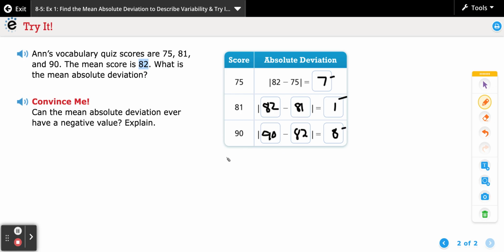And now we're finding the mean of those absolute deviations, called the mean absolute deviation, or the MAD. So we add those together. 7 plus 1 is 8, plus 8 is 16. 7 plus 1 plus 8 equals 16. And then we're going to divide that by 3 because we're finding the mean. You add the data together, you divide by 3, and we get 5 and 1/3, or 5.3 repeating, is the mean absolute deviation.